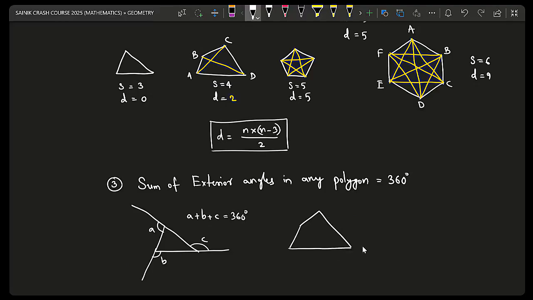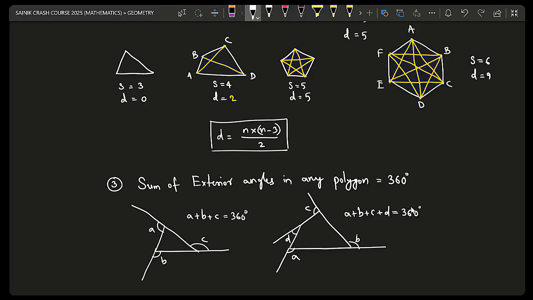Let's take a quadrilateral now. In the quadrilateral, extend one side, this is the exterior angle. Extend one side, this is the exterior angle. Extend one side, exterior angle. Extend one side, this is the exterior angle. So you can call them A, B, C, D. Then for this also, A plus B plus C plus D is going to become 360 degrees.